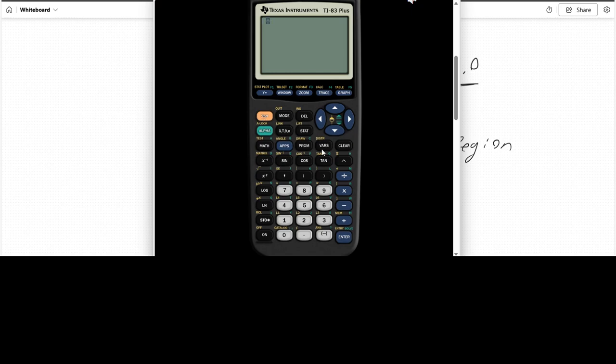So we use 2nd, VARS to get to the distribution section, invNorm, and we type in from the left shaded region onward, how much do we want shaded? 0.05. That gives us a more exact value.